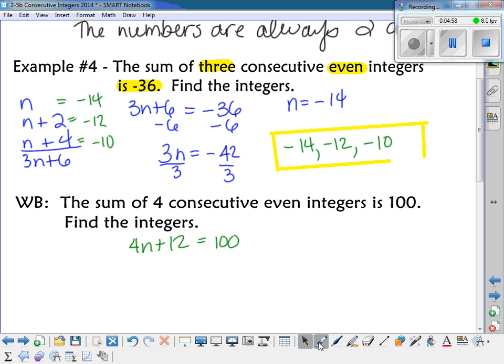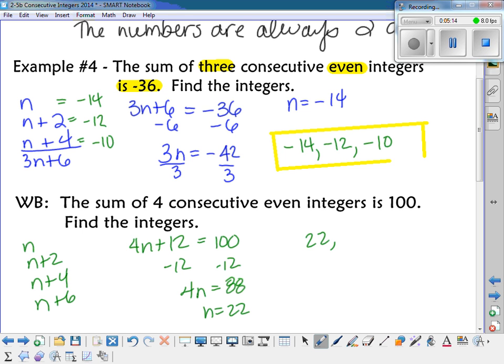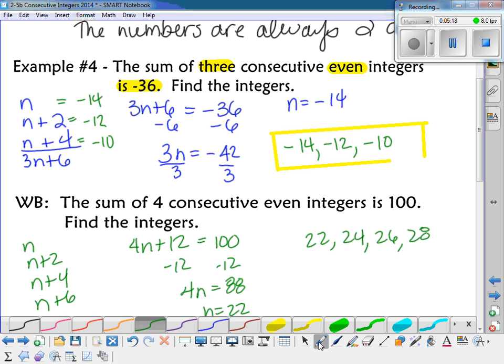Remember, we had n, n plus 2, n plus 4, and n plus 6. That added up to 4n plus 12. When you subtracted 12, you got that 4n was equal to 88, and so n was equal to 22. When you plug it back in, you got 22, 24, 26, and 28.